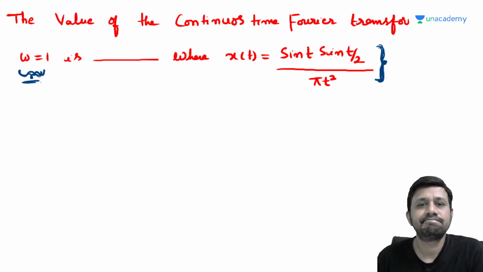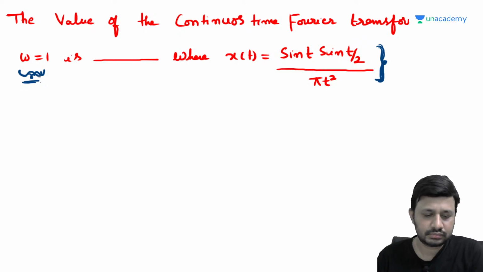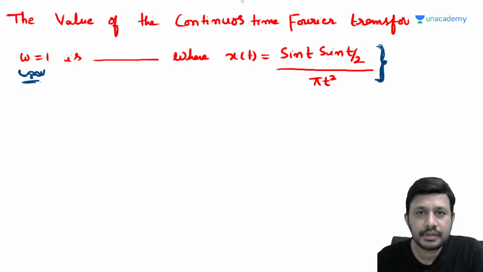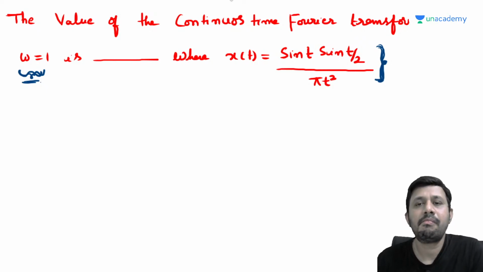Any answers? Any answer? He's asking us to calculate the value of the continuous time Fourier transform at omega equal to 1, where he has given one signal x of t.